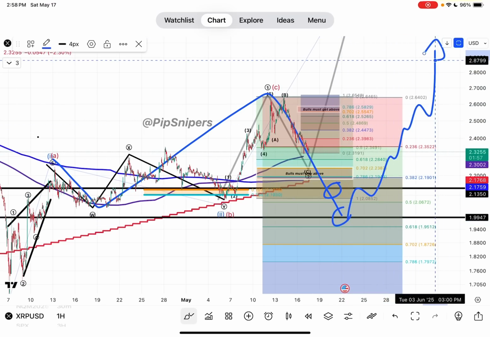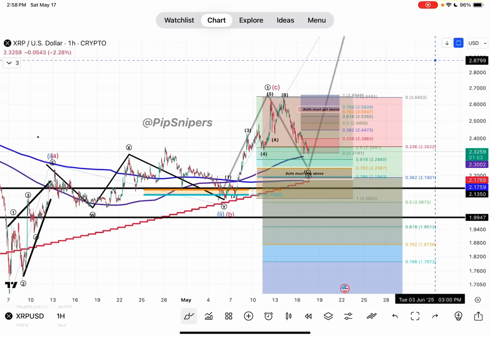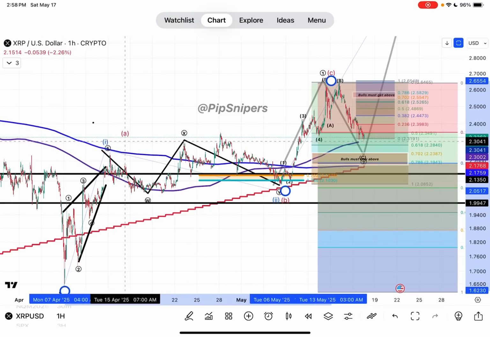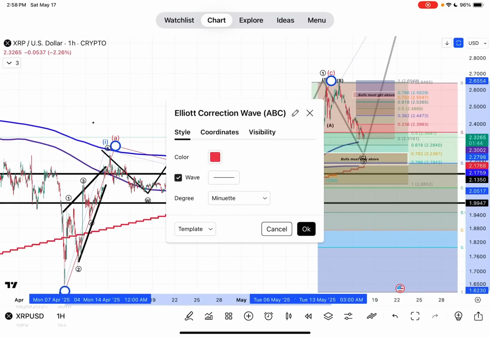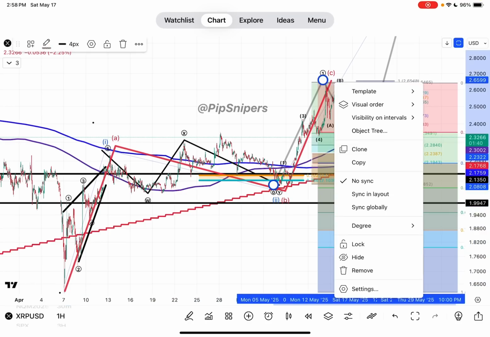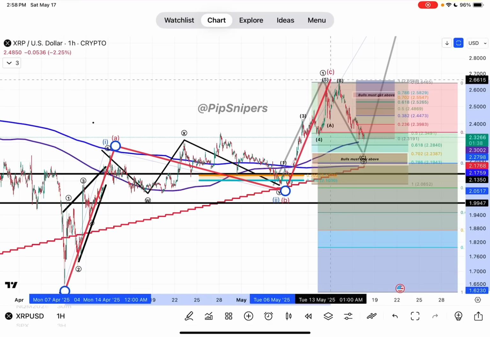Now, in the case that we lose $1.99 on the daily time frame and on the 4 hour, then it's likely this is just simply an ABC correction, which would look like this. Okay, I put it in red so you guys can see. This is your ABC correction.